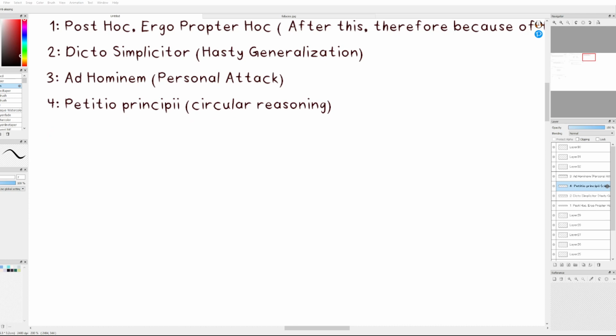The fifth fallacy is called Non-Sequitur, which basically means it does not follow. Where the premise does not follow the conclusion. Or the conclusion doesn't follow the premise, sorry. So something like, yeah, the conclusion does not come from the premise.